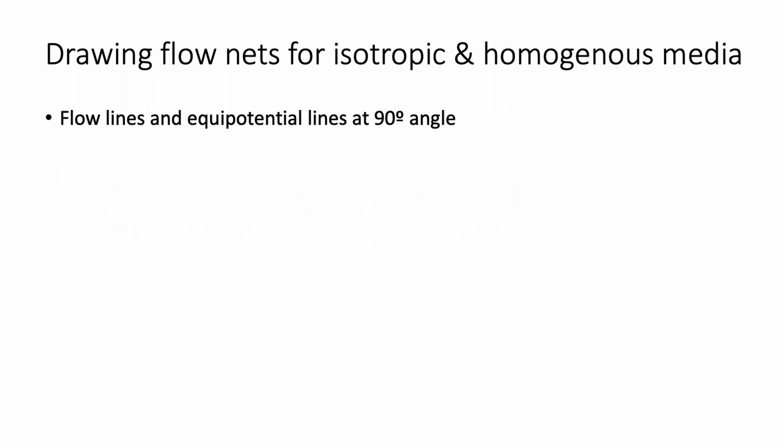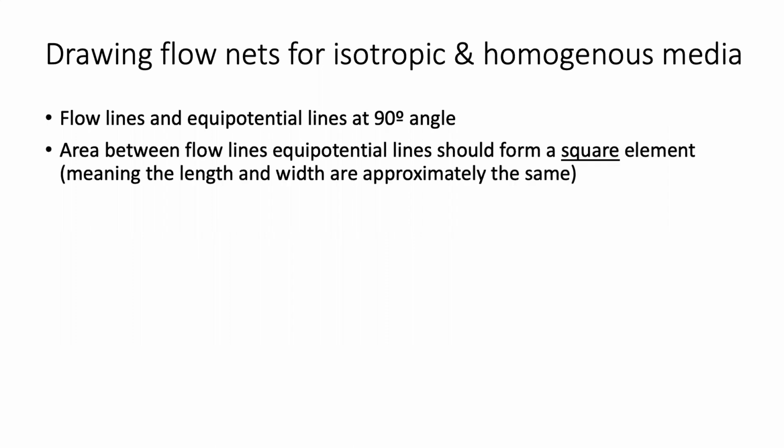So when we begin to draw our flow nets, this idea of isotropy and homogeneity underlies it. What we're going to do is draw our equipotential lines and then our flow lines. And just like we did in class, our flow lines are always going to cross our equipotential lines at a 90-degree angle, or perpendicular. When we draw these, the area between the flow lines and the equipotential lines should form a square element, right? Because what are we trying to represent? This idea of the Laplace equation, essentially, of this cube of the system.